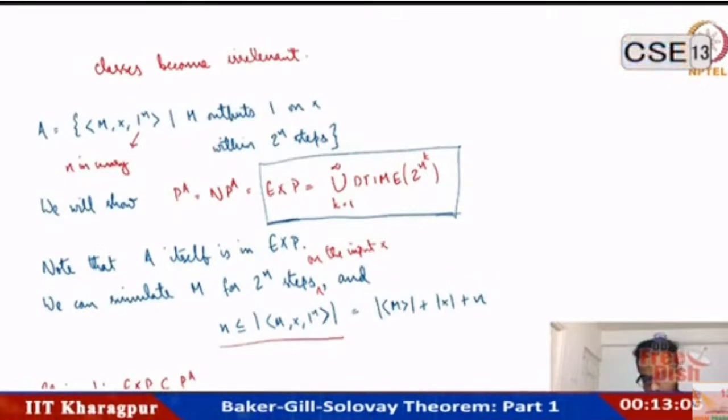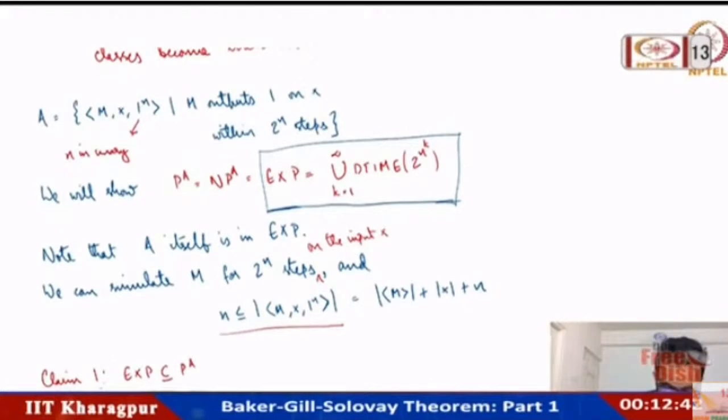So which means that the running time is 2^n, which is at most exponential time, right? So in 2^n steps, whether it outputs 1 or not, we can decide, and then we can simulate and respond, right? So A itself is in exponential time. Okay, now what we will show is that P^A, or P to the A, and NP^A are both equal to EXP.